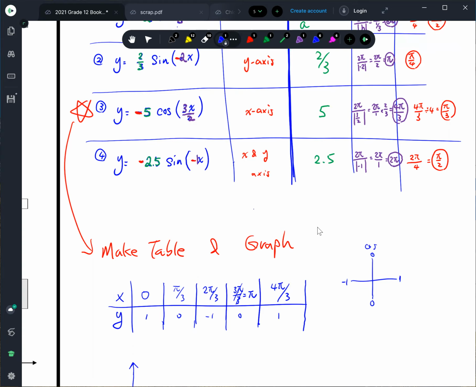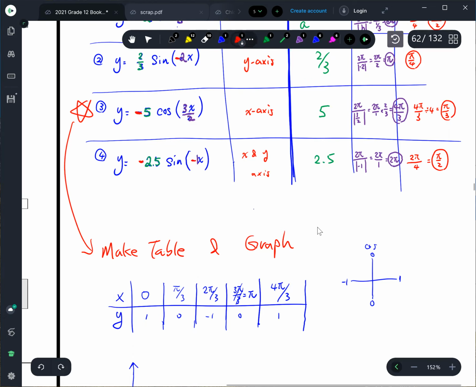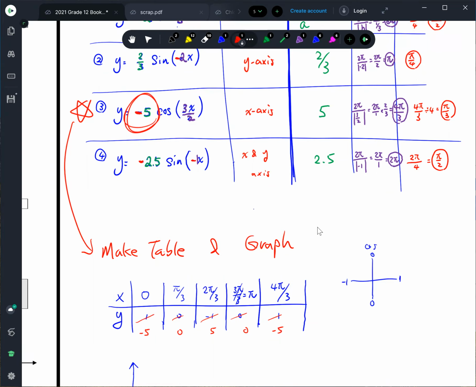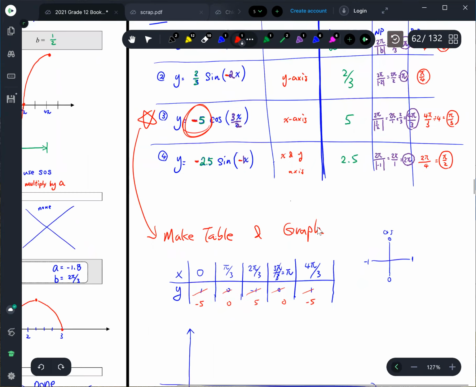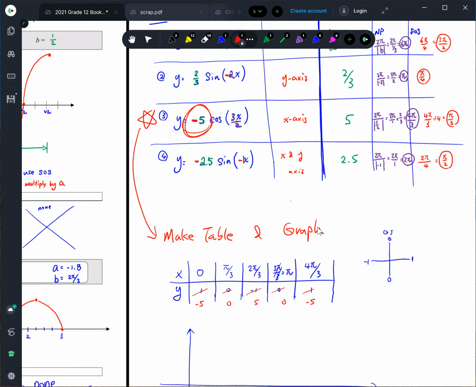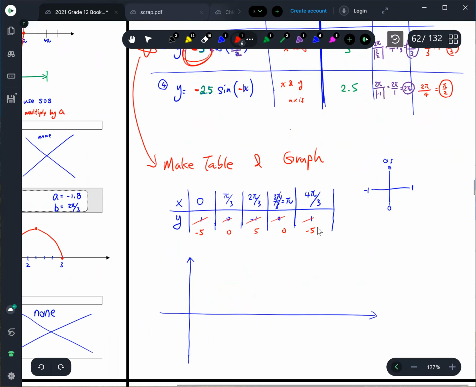Use that to remember. Now, all the y values you times by the a. Our a here is -5. So you times it by -5. It'll be -5, 0, 5, 0, -5. And you're done, right? Shouldn't take more than 5 minutes to get the table, right? If you already got the story.